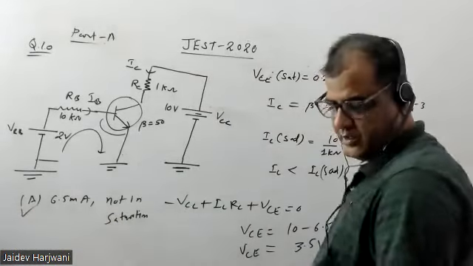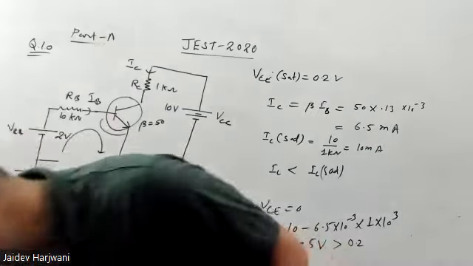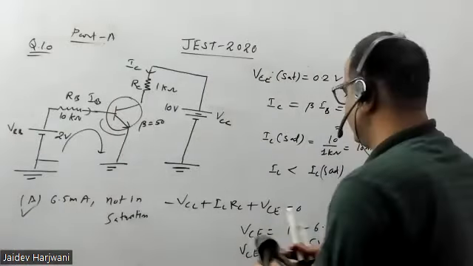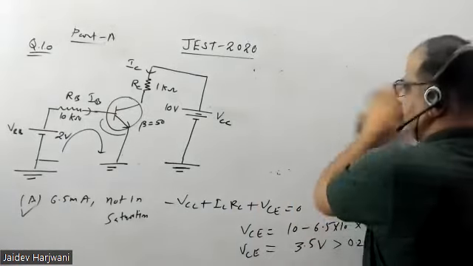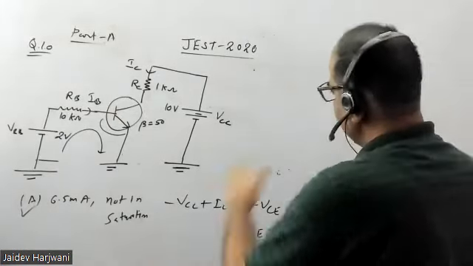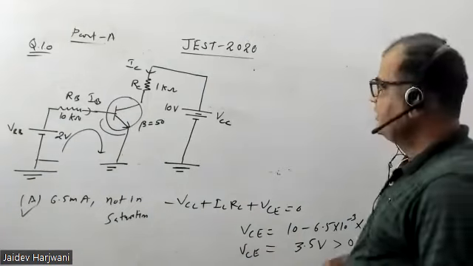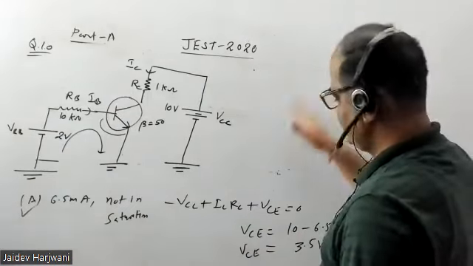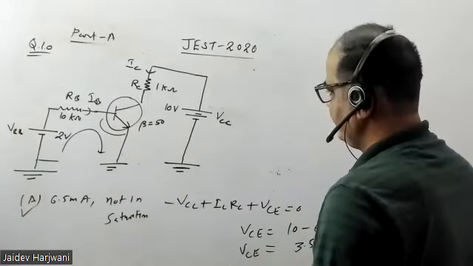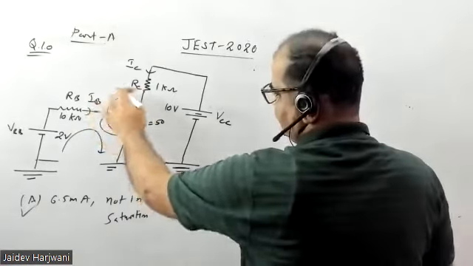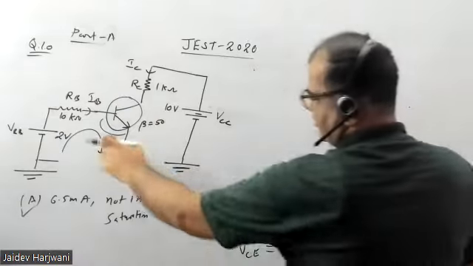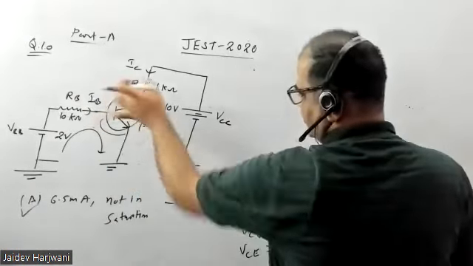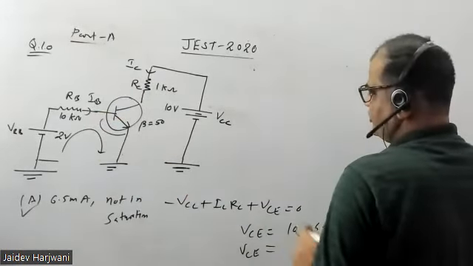If you want, you can further calculate the VCB value. Already they have given that VCE of 0.2 is for saturation, so it is well above that. VCB should be positive for an NPN transistor. The emitter-base junction is forward biased, and the collector-base junction should be reverse biased.